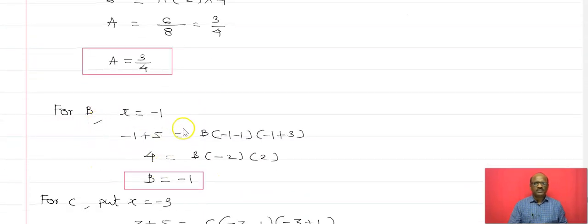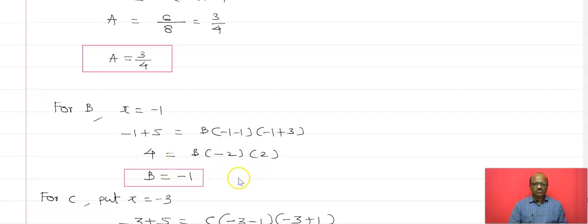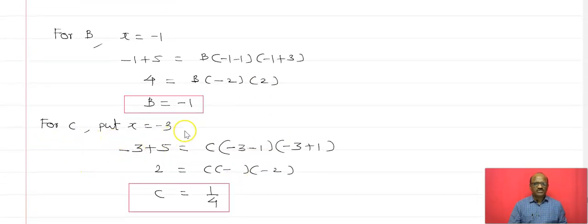For the value of B, put x is equal to minus 1. Minus 1 plus 5 is equal to B into (minus 1 minus 1) into (minus 1 plus 3), which is minus 2 into 2, that is minus 4, and B is equal to minus 1. For the value of C, put x is equal to minus 3, that is minus 3 plus 5 is equal to C into (minus 3 minus 1) into (minus 3 plus 1). Overall you will get 2 equal to C into minus 4 into minus 2, that is 8, and therefore C is equal to 1 by 4.